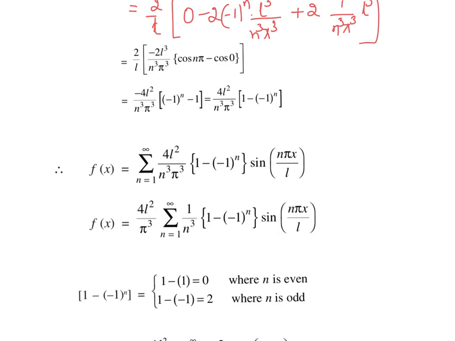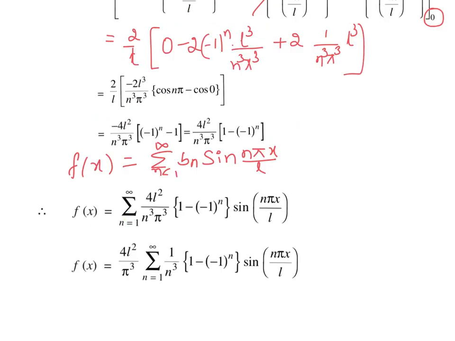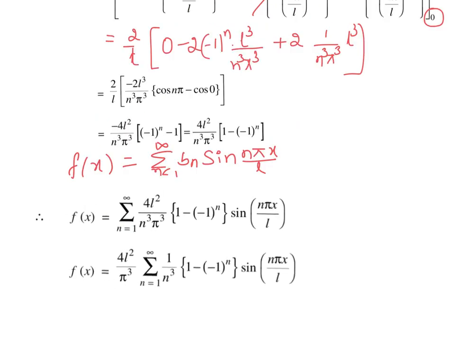Next we write the Fourier sine series with the result Bn. What is the Fourier sine series? f of x equal to summation n equal to 1 to infinity Bn sin n pi x by L. Now substituting the Bn we obtained, we get 4L square divided by n cube pi cube, and in the bracket 1 minus minus 1 power n, and sin n pi x by L written as it is. Now you can keep 4L square by pi cube outside, with the remaining terms written under the summation. This is our required half-range sine series.